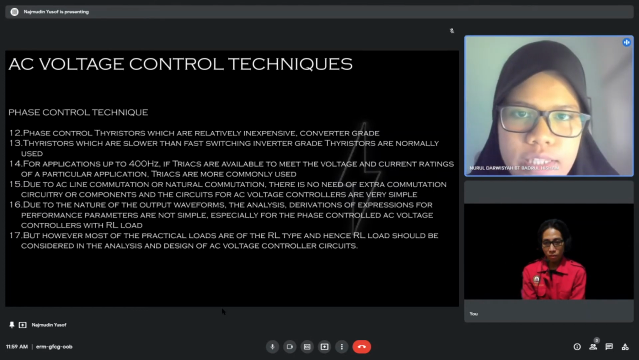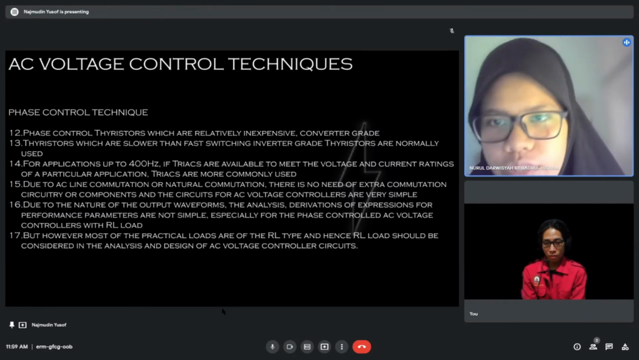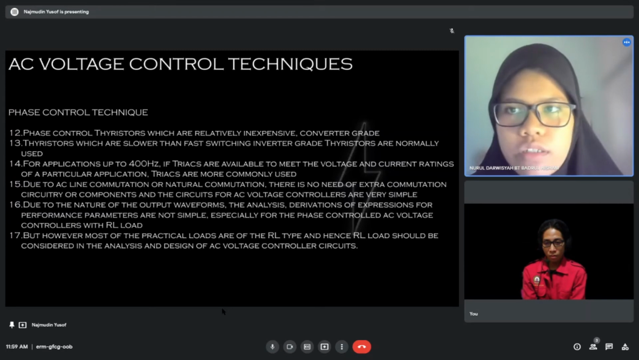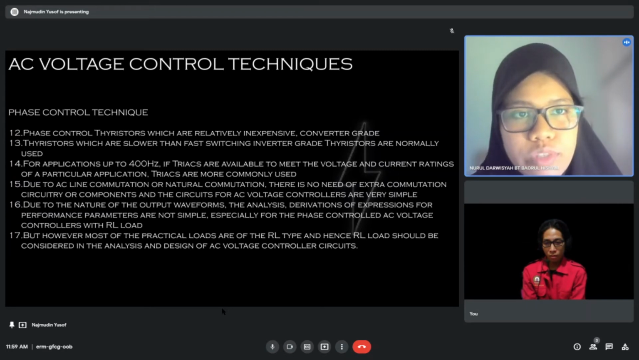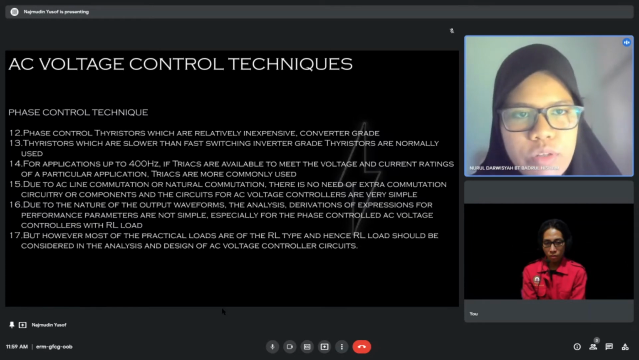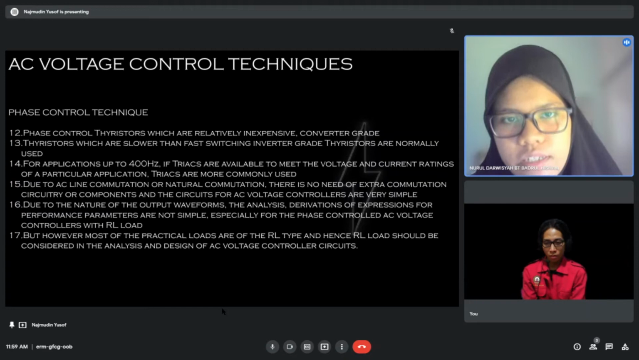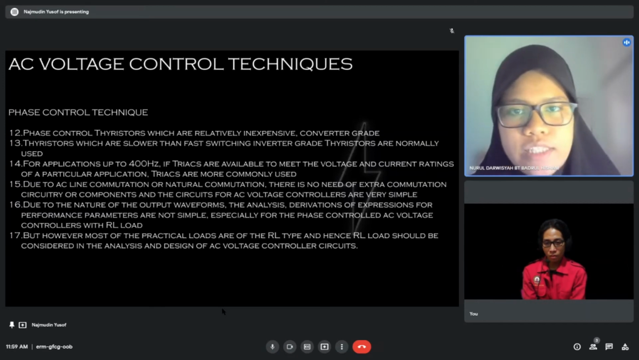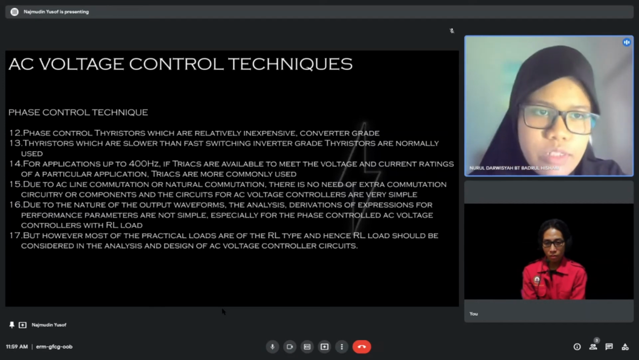Due to AC line commutation or natural commutation, there is no need of extra commutation circuitry or components, and the circuit for AC voltage controller is very simple.